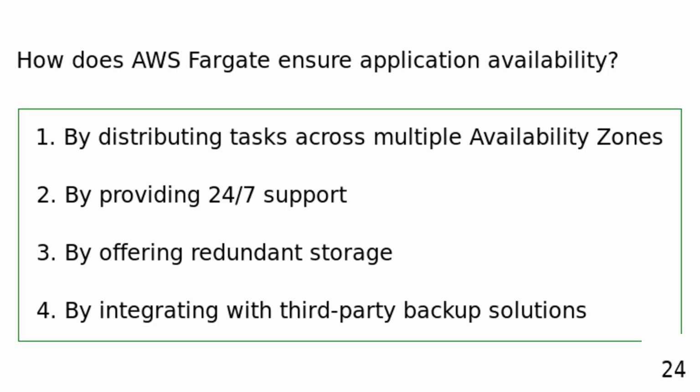How does AWS Fargate ensure application availability? By distributing tasks across multiple availability zones. By providing 24/7 support. By offering redundant storage. By integrating with third-party backup solutions.